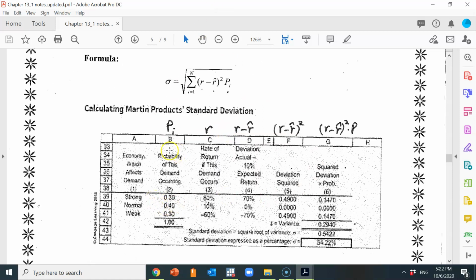Okay, so again, we know the probability of the 3 economies, and we know the returns of this firm in each scenario. We use R, for example, 80% minus 10%. We use return minus the expected return for each scenario. So we know the deviation of the actual return each scenario minus the expected return. And then we square the deviation, multiply by probability again, add up. So we have the variance, and then we square root it. So we have the standard deviation.